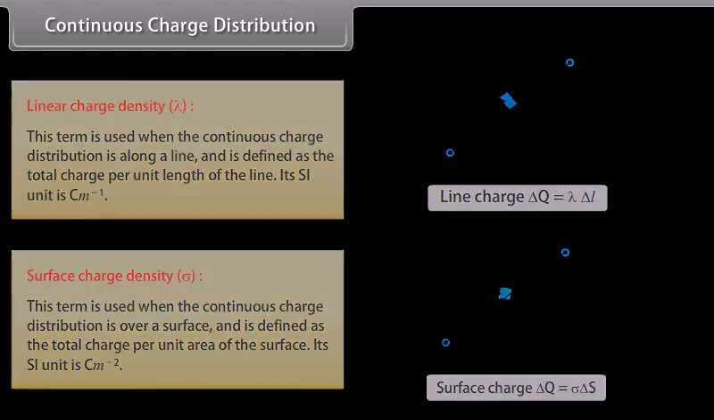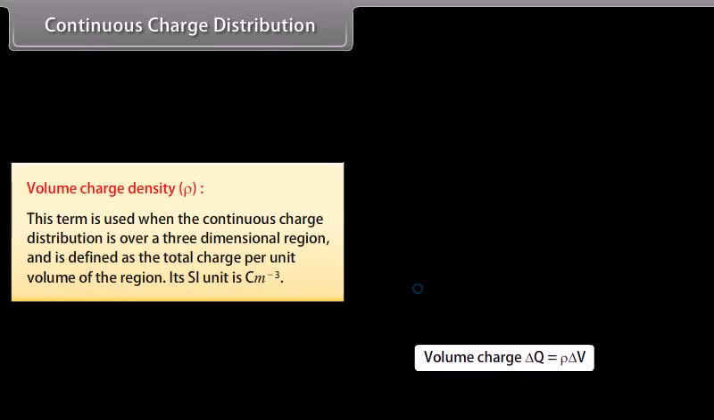meter square. Volume charge density, rho. This term is used when the continuous charge distribution is over a three-dimensional region and is defined as the total charge per unit volume of the region. Its SI unit is Coulomb per meter cube.